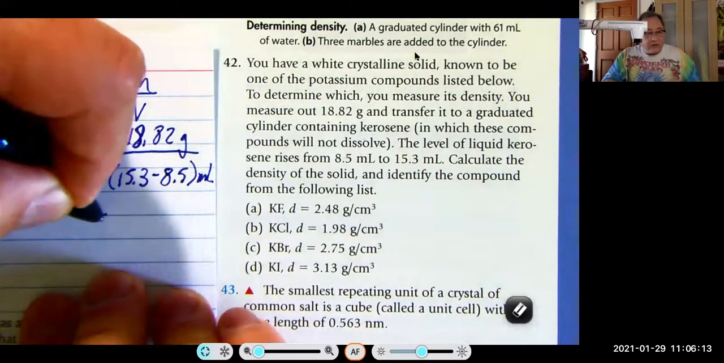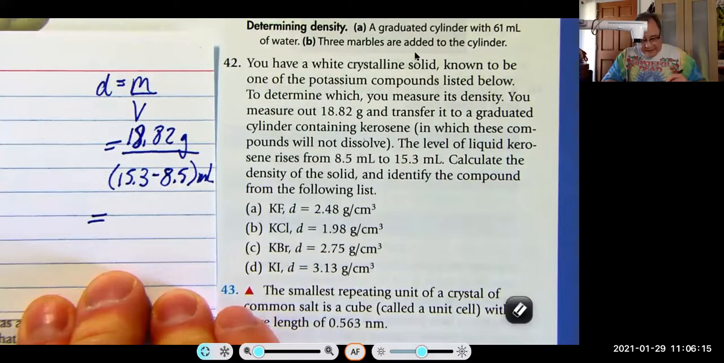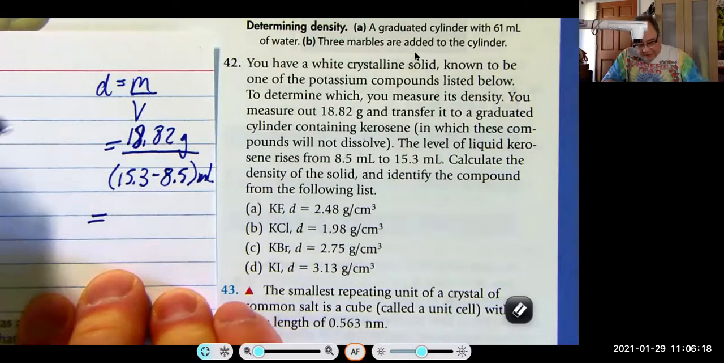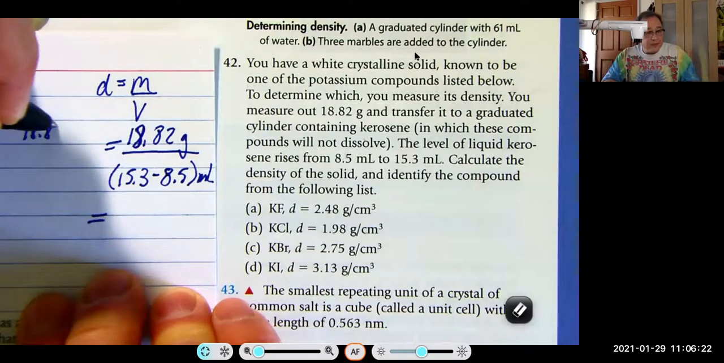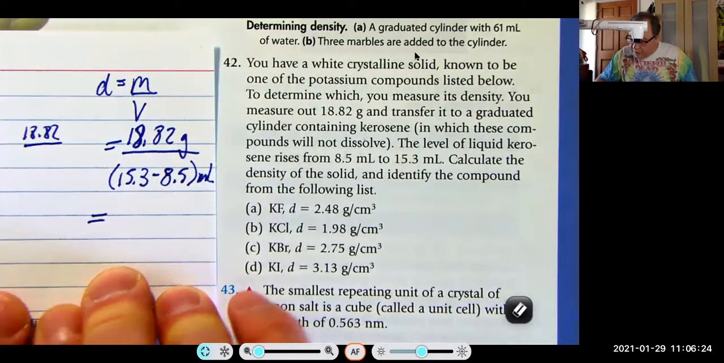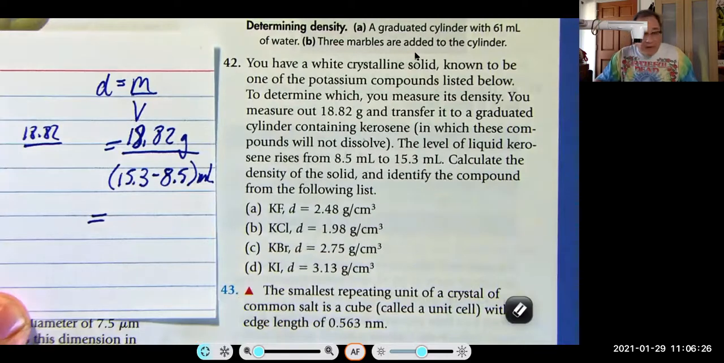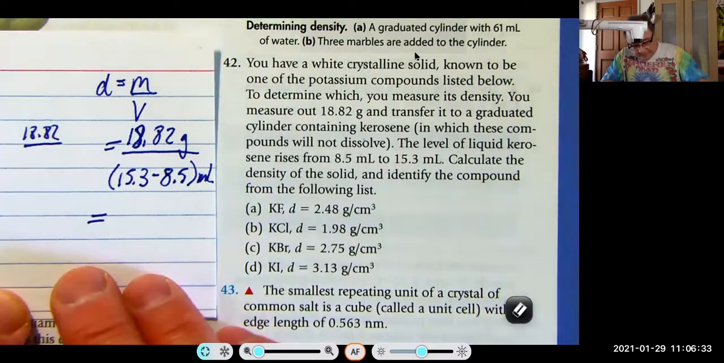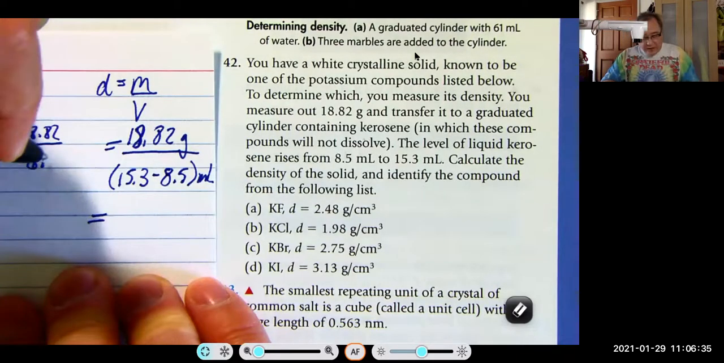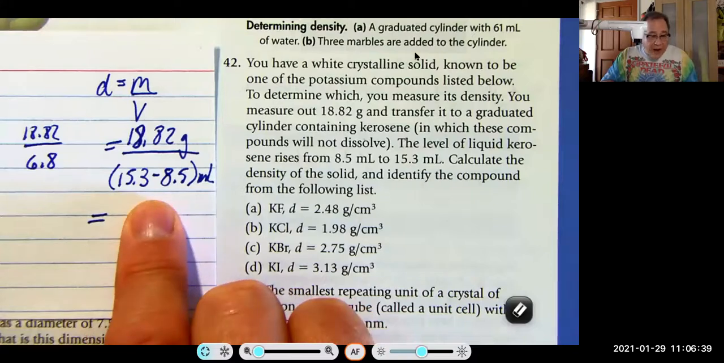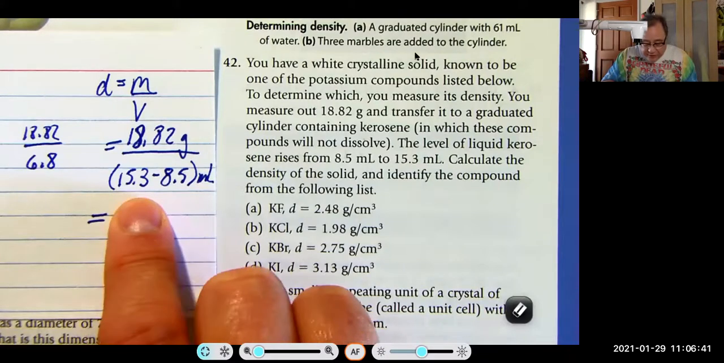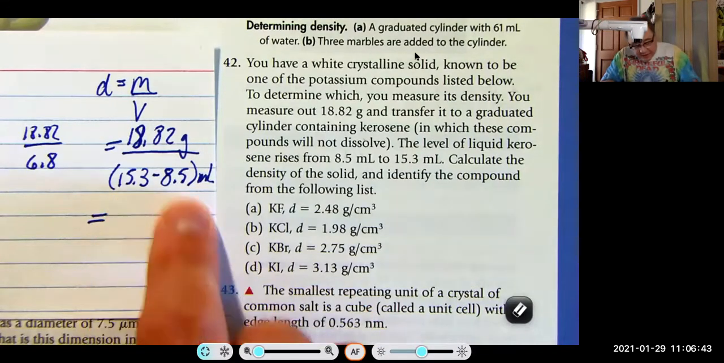Now, this part I wouldn't write on the exam, but I'm going to write it over here to the side, 18.82. And if we do 15.3 minus 8.5, we get 6.8. Now, we're doing subtraction here. We use precision to round. Since this value is good to the 10th and this is good to the 10th, this is good to the 10th.